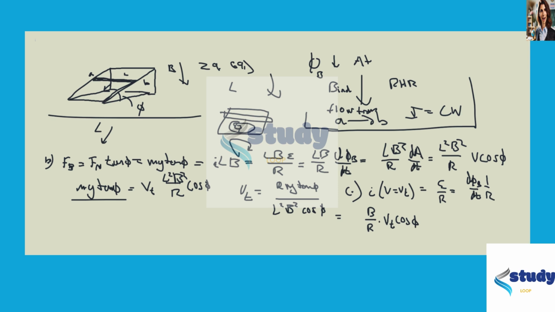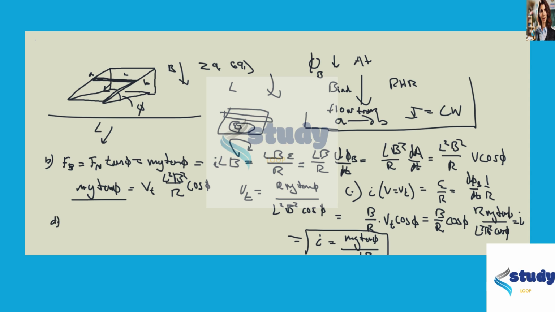We can now plug in what the terminal speed is, and we're left with B over R cosine of phi times R mg tan phi over L squared B squared cos phi, and that all equals the current. Lastly, let's cancel some stuff out, and we're left with mg tan phi all over LB. Awesome.